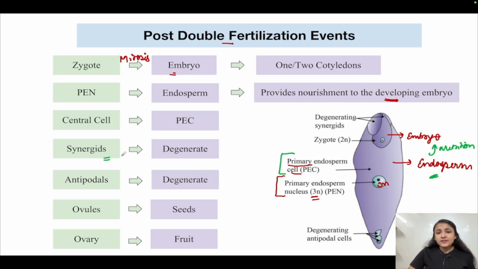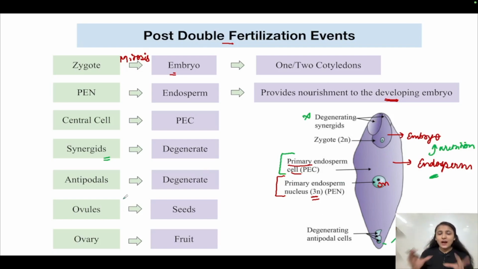The synergids, they degenerate. So these two synergids which were present, they will degenerate. The antipodals here will also degenerate. The ovule, inside which the embryo sac is present, this is the embryo sac. The ovule will turn into seeds.